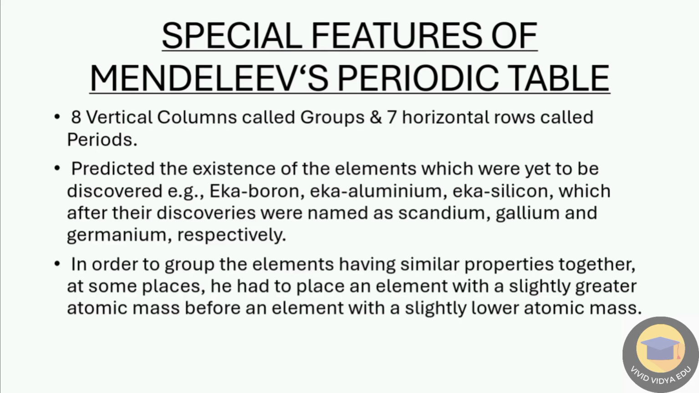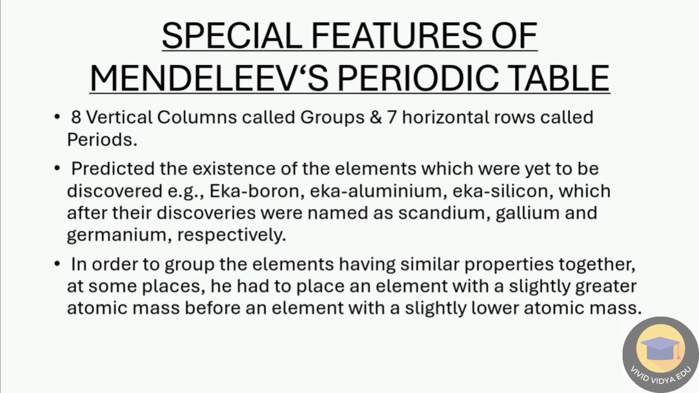Now let's read some features of Mendeleev's periodic table. This table contains 8 vertical columns called groups and 7 horizontal rows called periods. He even predicted the existence of elements which were yet to be discovered. For example, Eka boron, Eka aluminium, and Eka silicon, which after their discovery were named scandium, gallium, and germanium. And the third point is, in order to group the elements having similar properties together at some places, he had to place an element with a slightly greater atomic mass before an element with a slightly lower atomic mass.